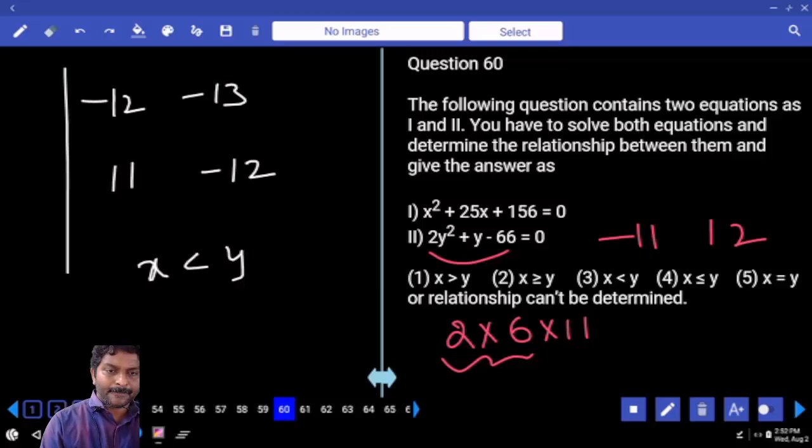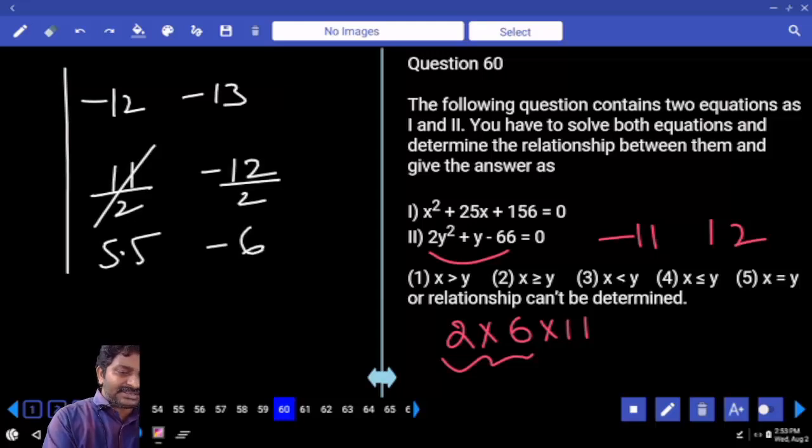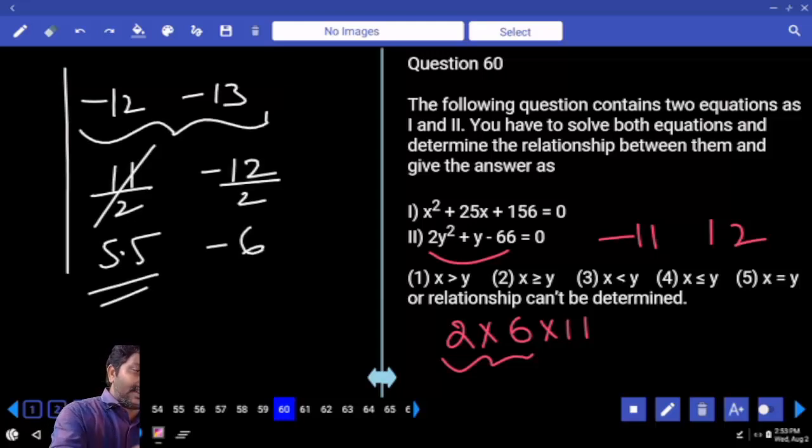Amma? By 2 undi kada, sorry. By 2. So how much is this? 5.5. Otherwise, if you have like this, what I'll do is, sir, take any one. 5.5 minus 6. Positive and negative numbers, correct?